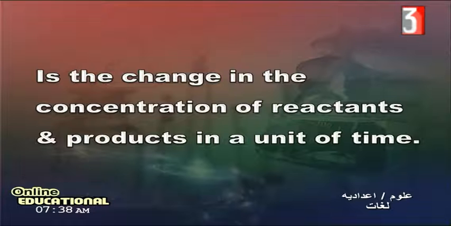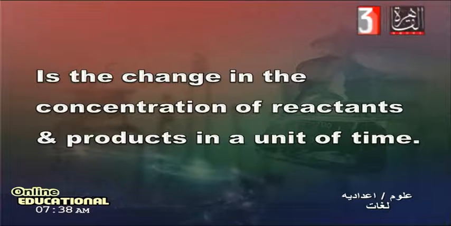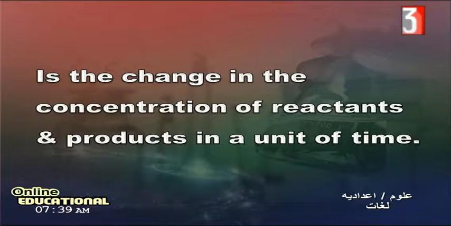The speed of chemical reaction is the change in the concentration of reactant and product in a unit of time. We can define the speed of chemical reaction as the change in the concentration of reactant and product in a unit of time.